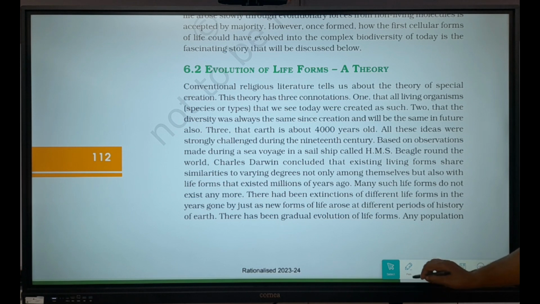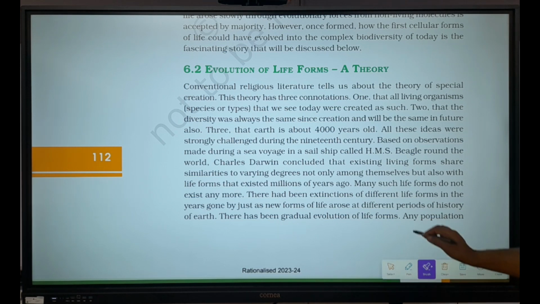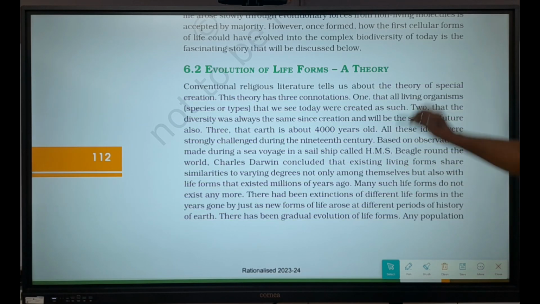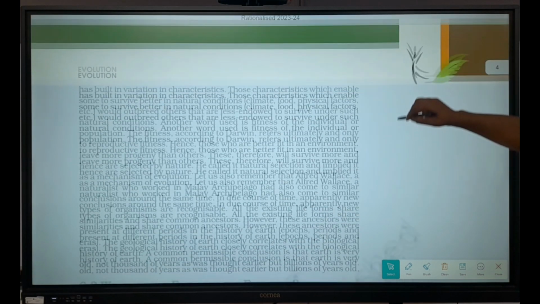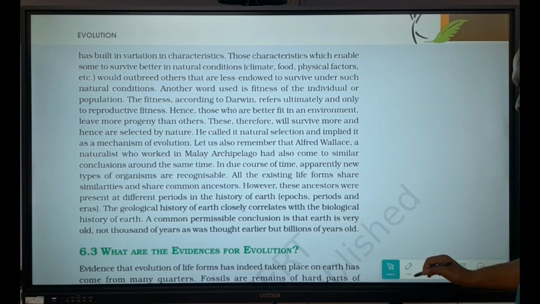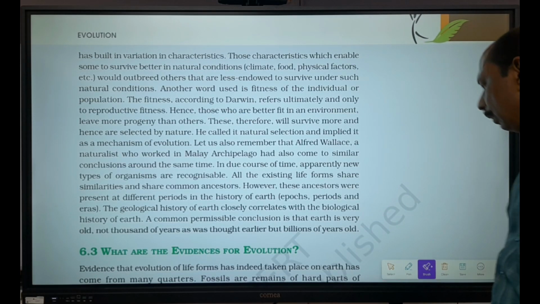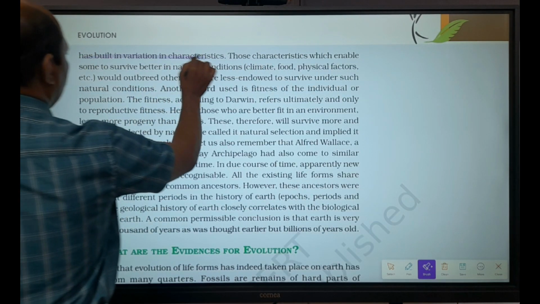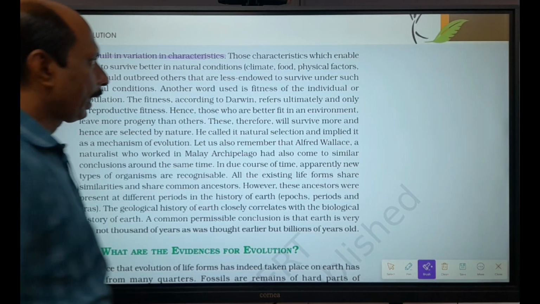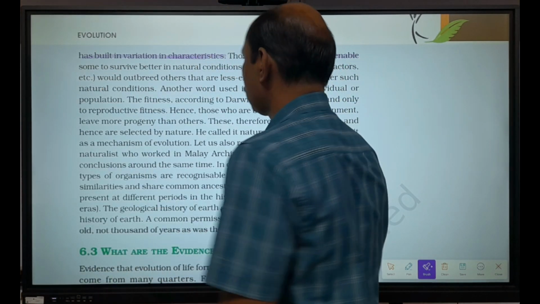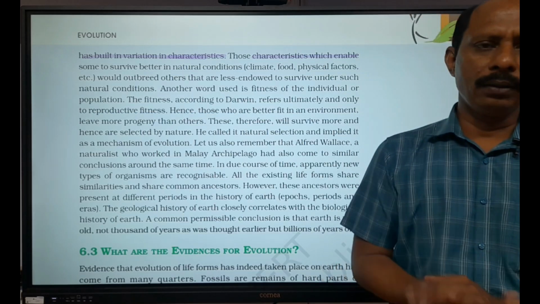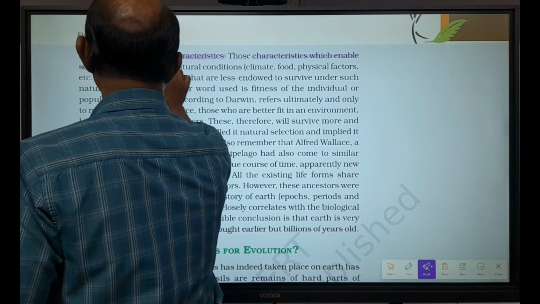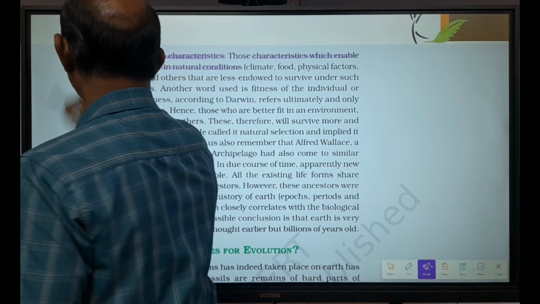Any population has built-in variation in characteristics. Built-in variation means what? They form variations in characteristics. Now these characteristics may be good or bad in organisms. Those characteristics enable some to survive better in the natural condition, that is adaptation, right?